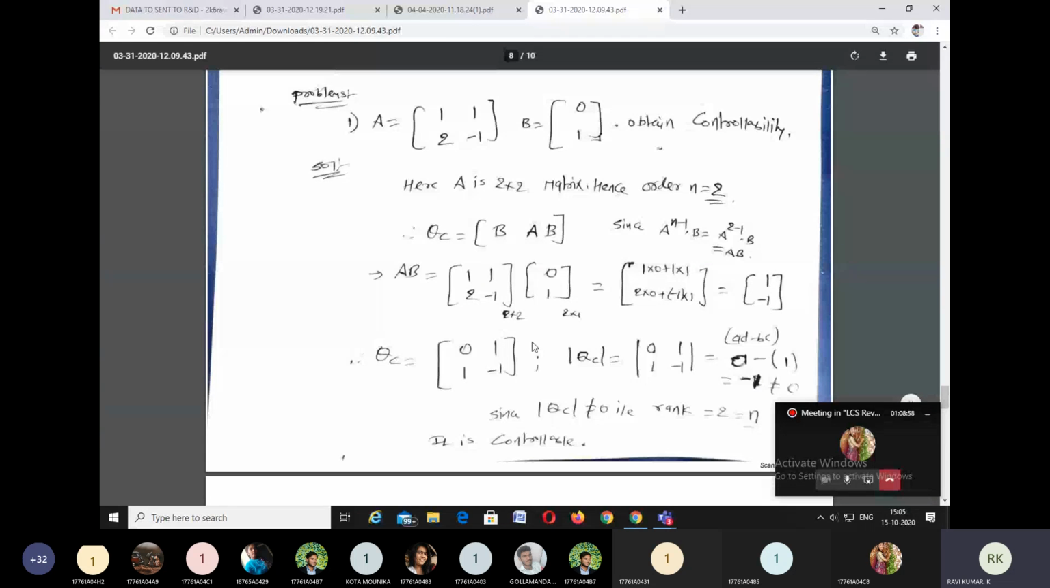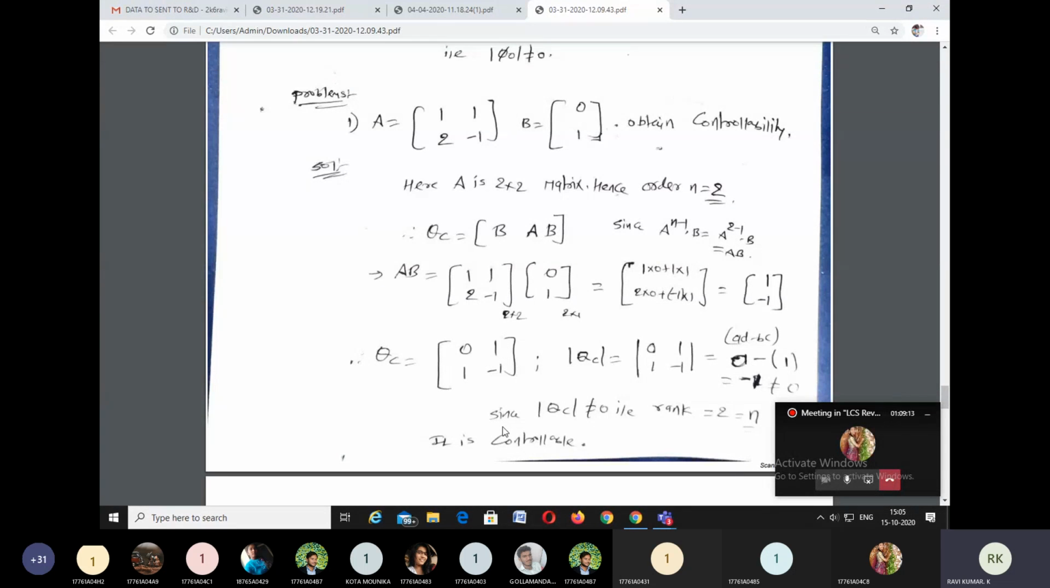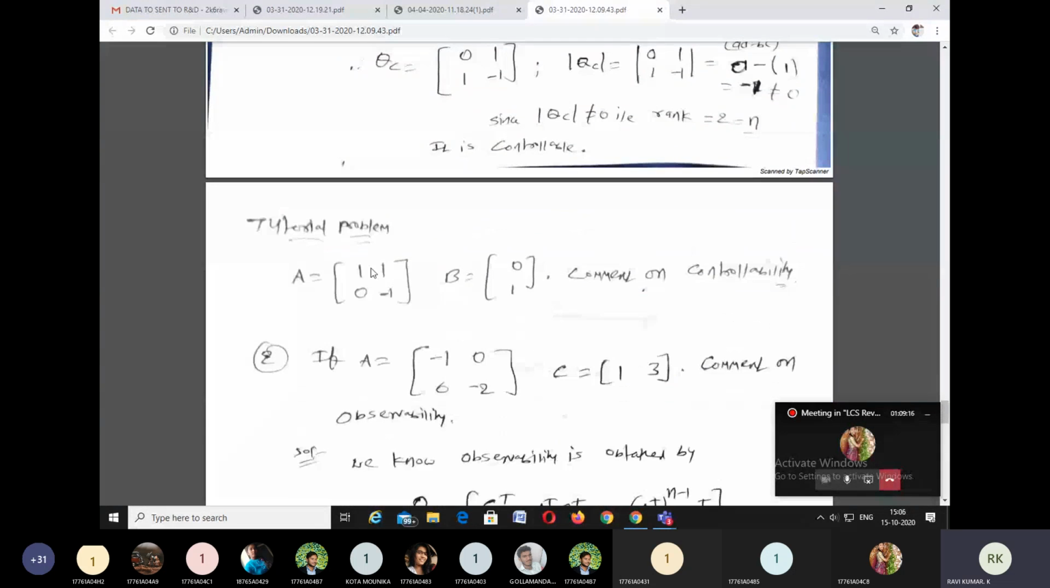Now we have to get the determinant of this matrix. That is AD minus BC: 0 into minus 1 minus 1 into 1, which is equal to minus 1, which is not equal to 0. That's why the rank of this matrix is 2, which is equal to the order n, that is 2. So the system is controllable, right? You can check this A and B problem as a tutorial problem.